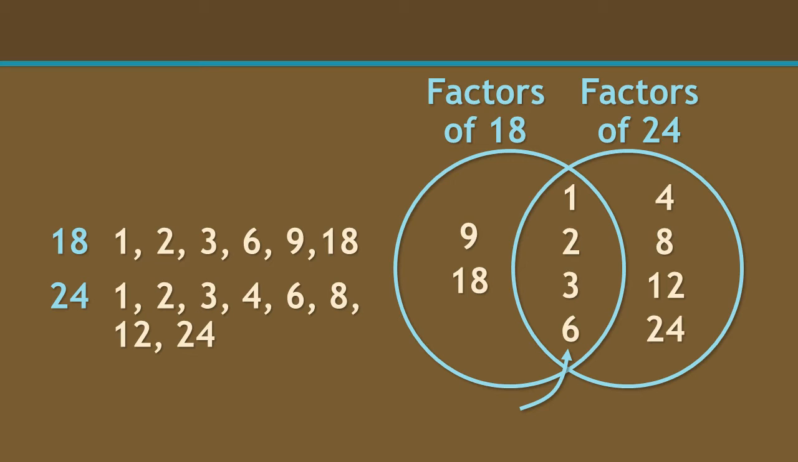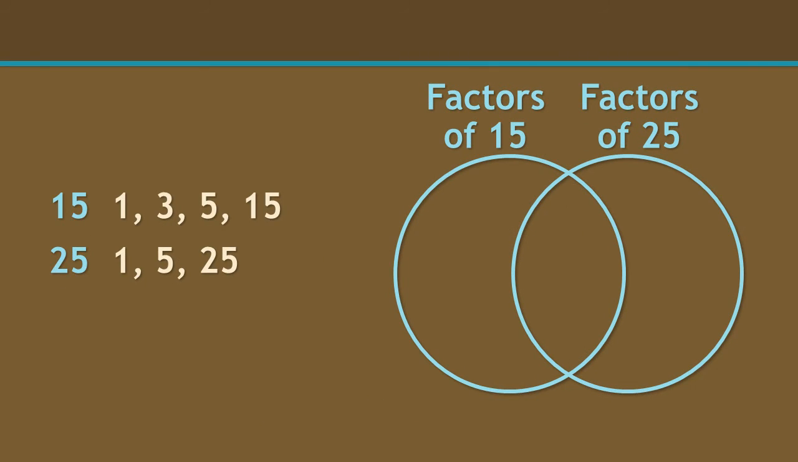So we see that right here in our intersecting part of the Venn diagram, we have common factors of 1, 2, 3, and 6. Now, as we look at these common factors, remember we're also going to be looking for the greatest common factor. And so of these four factors, the largest or greatest number is the number 6. And so 6 is the greatest common factor of 18 and 24.